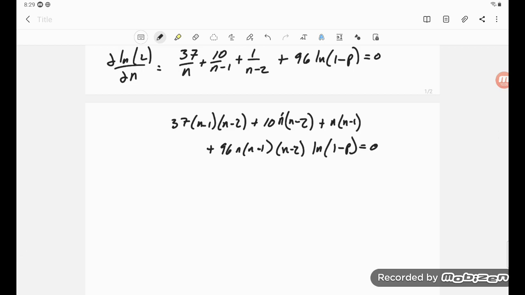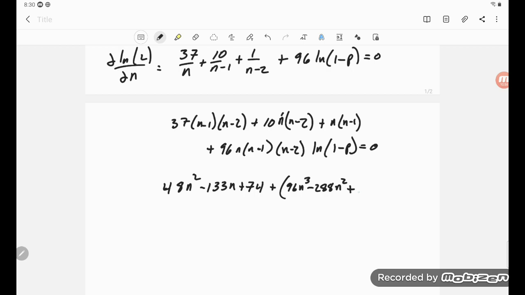Multiply all that stuff out and put things together, and I believe we get 48n squared minus 133n plus 74, plus then 96n cubed minus 288n squared plus 192.